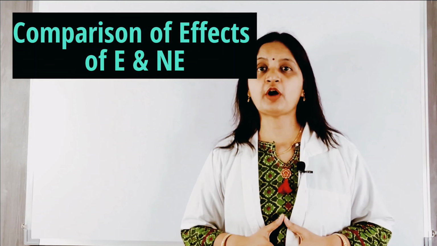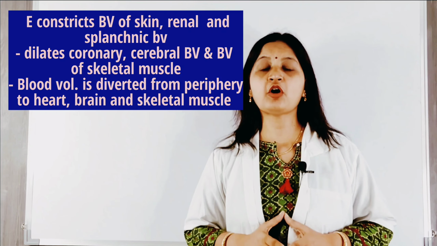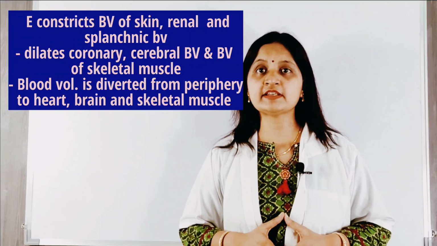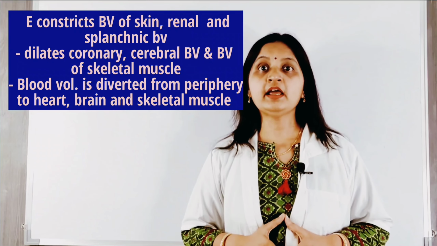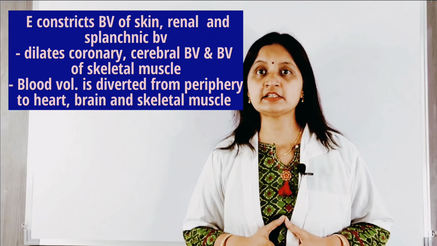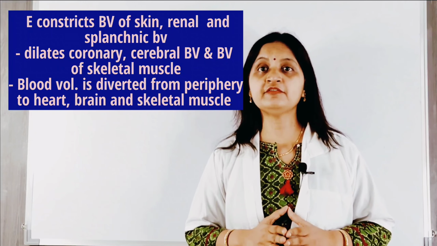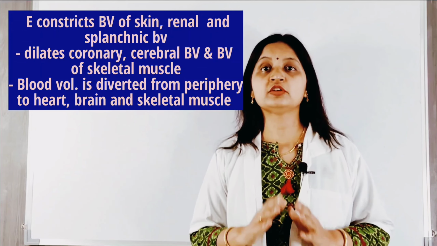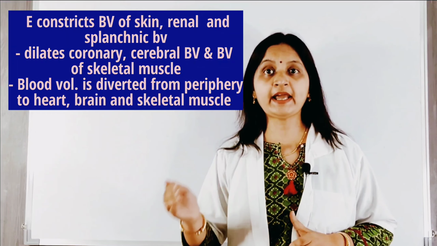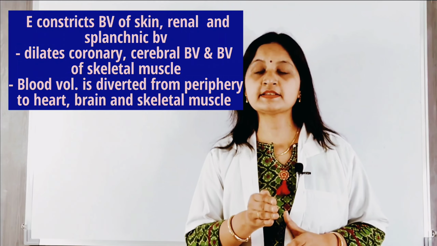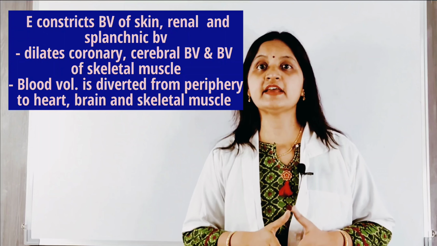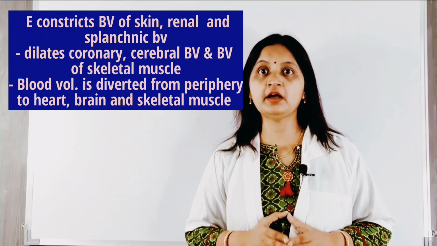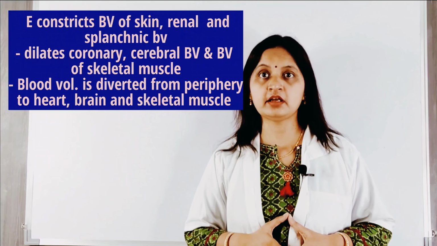The effects of epinephrine on peripheral blood vessels. Epinephrine causes vasoconstriction of the blood vessels of the skin, mucosa, renal blood vessels and splanchnic circulation, while it causes dilatation of the blood vessels of the skeletal muscle, the blood vessels of the heart, that is coronary blood vessels, and the cerebral blood vessels. So the blood volume is diverted from the splanchnic circulation to the muscles and heart, with an increase in cerebral blood flow. So epinephrine administration helps to improve the blood flow to the brain, heart, and skeletal muscles.